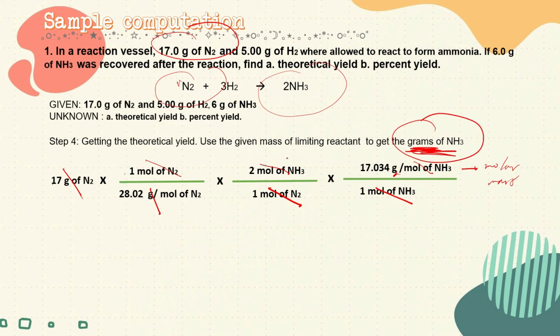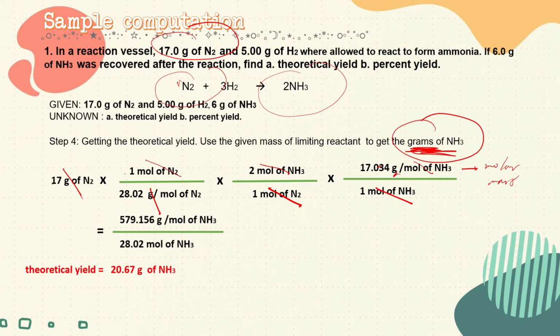17 times 1 times 2 times 17.034, that is equal to 579.156 gram per mole of ammonia divided by 38.02 times 1, and that is equal to 28.02 mole of ammonia. And that is equal to 20.67 gram of ammonia. Okay, so this is the value for the theoretical yield. Now, meron na tayong theoretical yield.